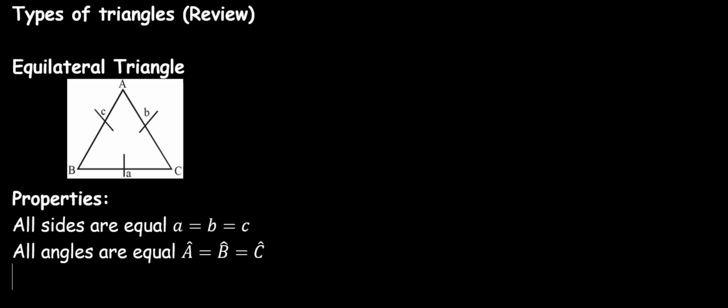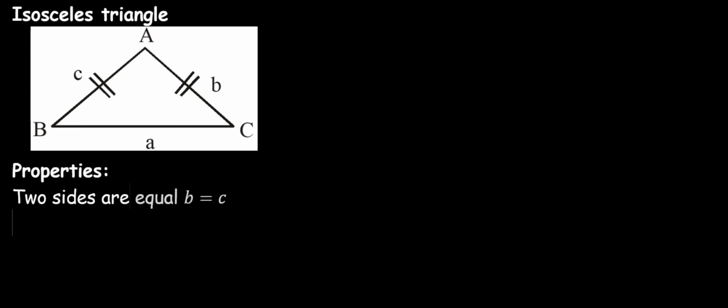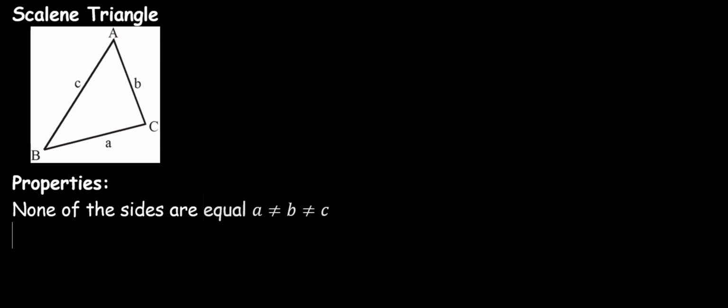Next, we have an isosceles triangle. A typical isosceles triangle is shown on the screen. The properties of isosceles triangle. Two sides are equal. That is, b is equal to c. Secondly, base angles are equal. Angle B is equal to angle C. Next, we have a scalene triangle. Properties of a scalene triangle. None of the sides are equal. That is, a is not equal to b and is not equal to c. No angle is equal. That is, angle A is not equal to angle B and is not equal to angle C.